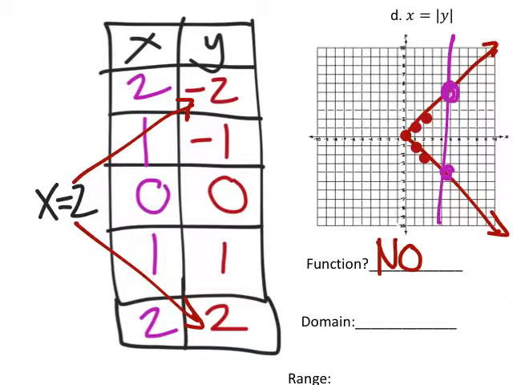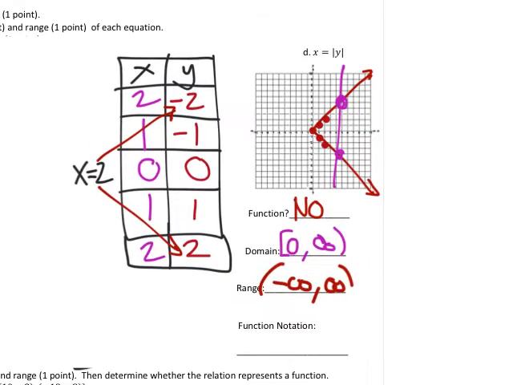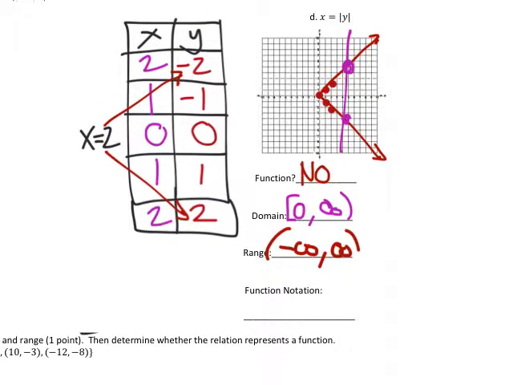So, when making the domain out, it starts at 0 as a minimum and will increase until infinity. The range on this is going to go from negative infinity to positive infinity. And function notation for this, well, it's not a function, so we don't have to worry about that.